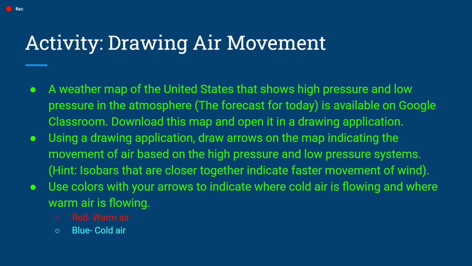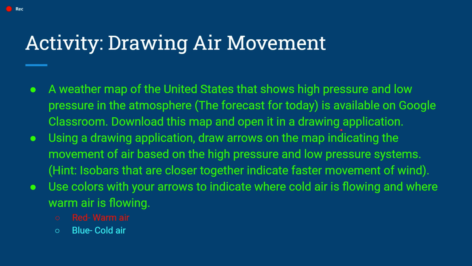So what I want you to do is, there's a weather map of the United States that shows high pressure and low pressure in the atmosphere, or the forecast for today. I made it available on Google Classroom. So what I want you to do is download this map and open it in a drawing application. On Chromebook, there should be a drawing application of some type. And what I want you to do is to open up the image that you download from Google Classroom that Mr. Williams and I put there, and open it up such that you can draw on it.